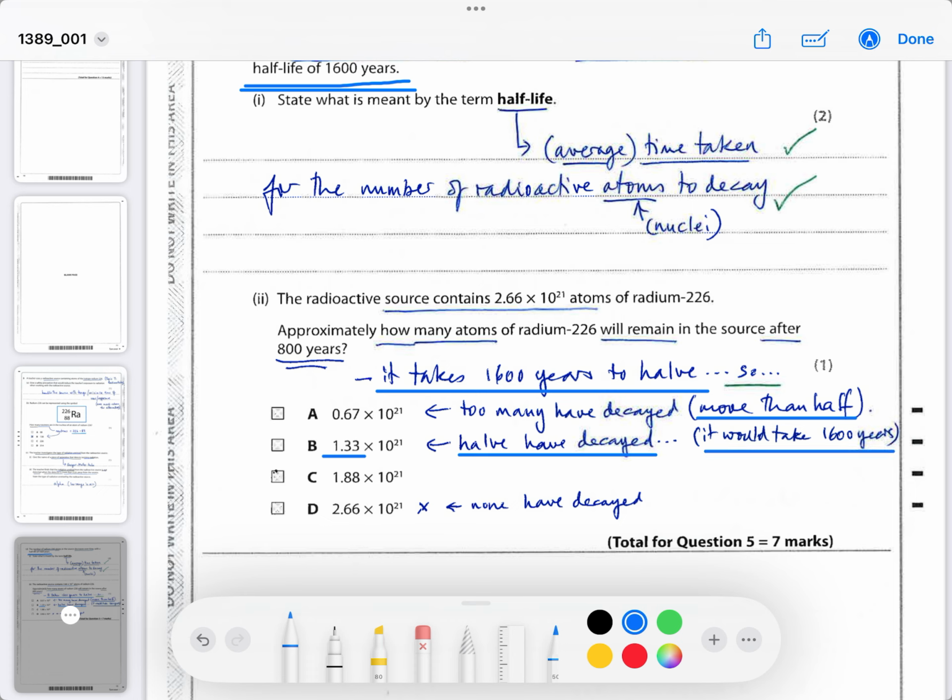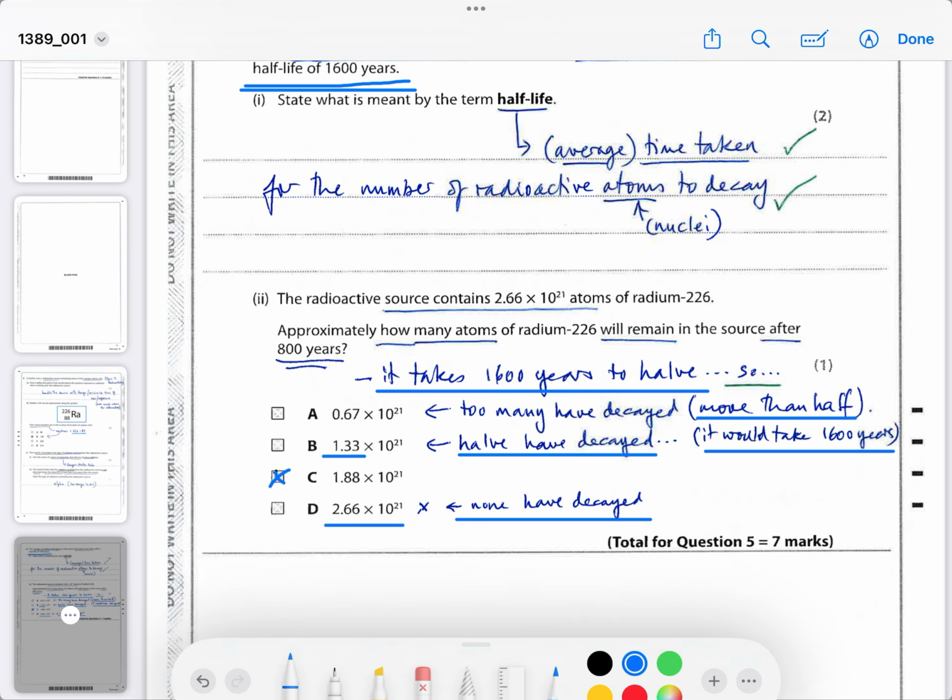That means 1.88 is less than half, and 2.66 is exactly the same as what you start with. That means no time must have passed because none have decayed. So the only answer it can be is C. Okay? So that's how you do a radioactivity question. Hope you found that useful for those of you who finish a topic, and for my students, that will be what we continue with once the mock exam is done.